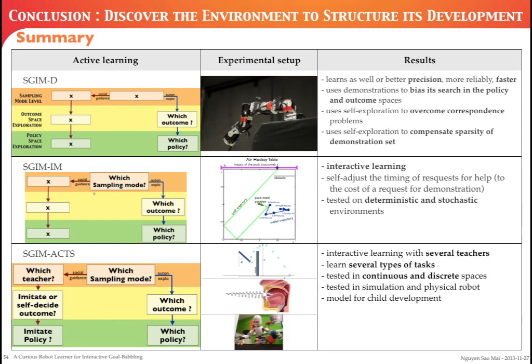So we presented the results for the ICO in discrete spaces for the vocalization, but we also tested it in another system where there are many kinds of tasks or outcomes it could produce, and also several teachers. So we showed that this algorithmic architecture is a system for interactive learning with several teachers to learn several types of tasks. And we tested it both in continuous and discrete spaces, but also in simulation and on physical robots. And we also tried to use it to model child development.